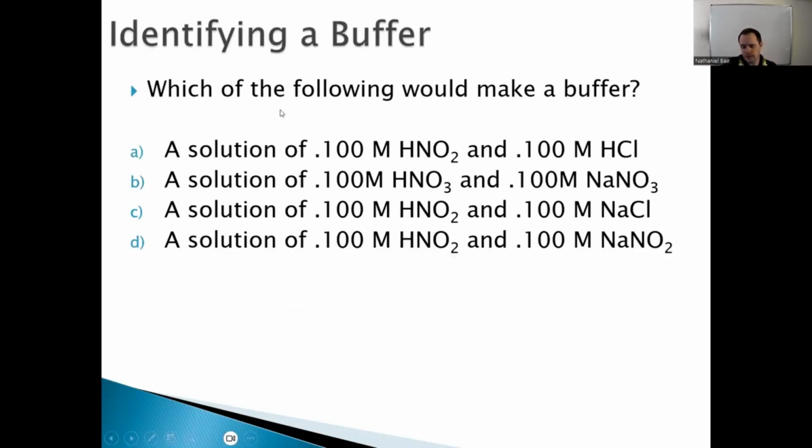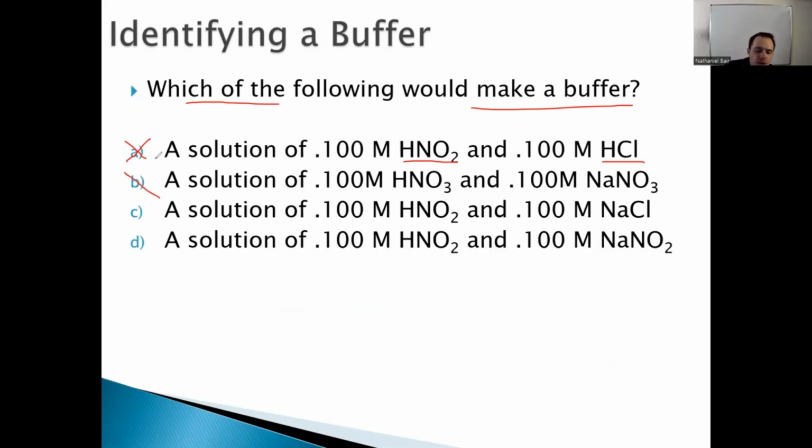Now, it is important, ladies and gentlemen, that it has to be a weak acid and its conjugate base, or a weak base and its conjugate acid. For example, this question is asking which of the following would make a buffer. A is not a buffer. Let's talk about why. We have a weak acid and a strong acid. Well, that just makes absolutely no sense, right?